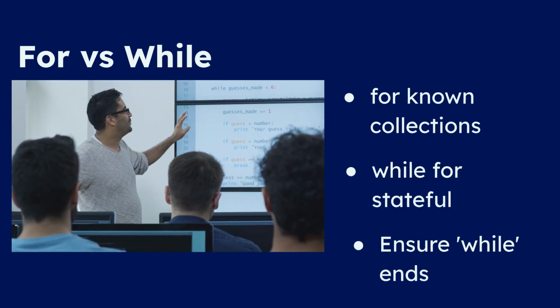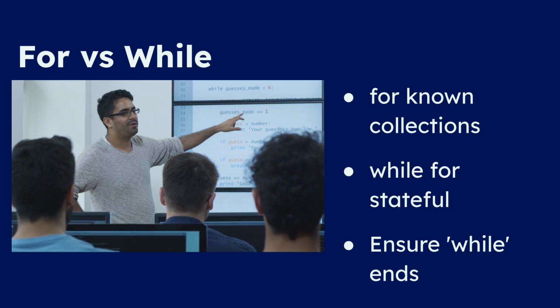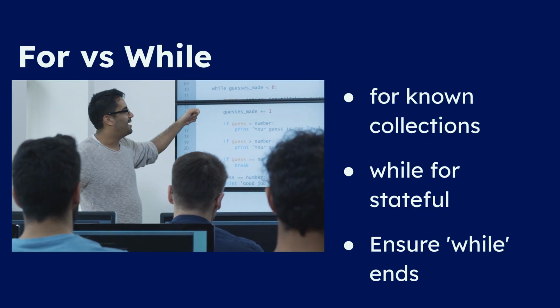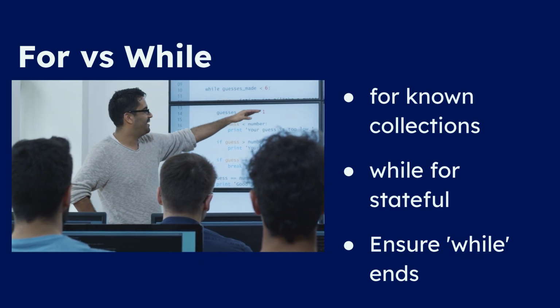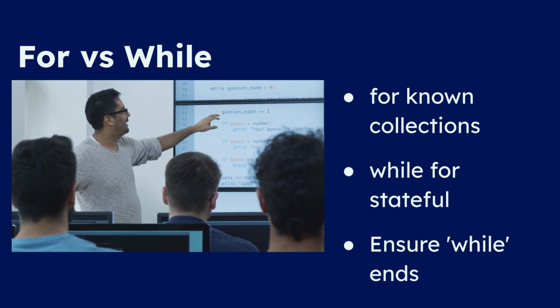Moving on to loops. Knowing when to use a for loop versus a while loop is crucial. Use for to iterate over known containers. Use while for stateful loops where termination depends on a condition changing. Always make sure your while condition can eventually become false to avoid infinite loops.